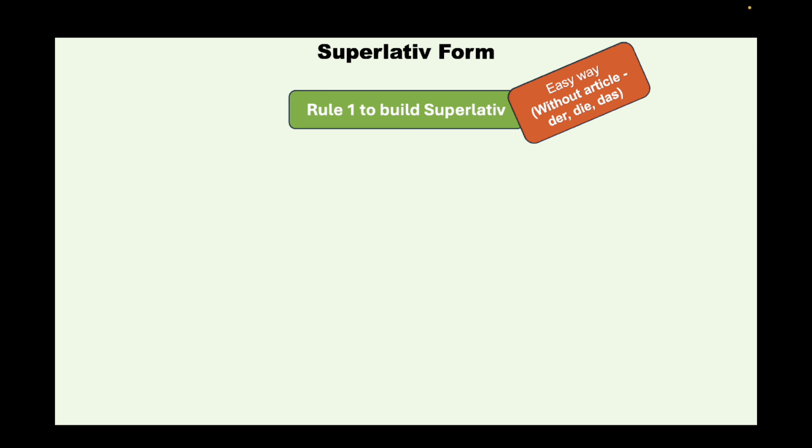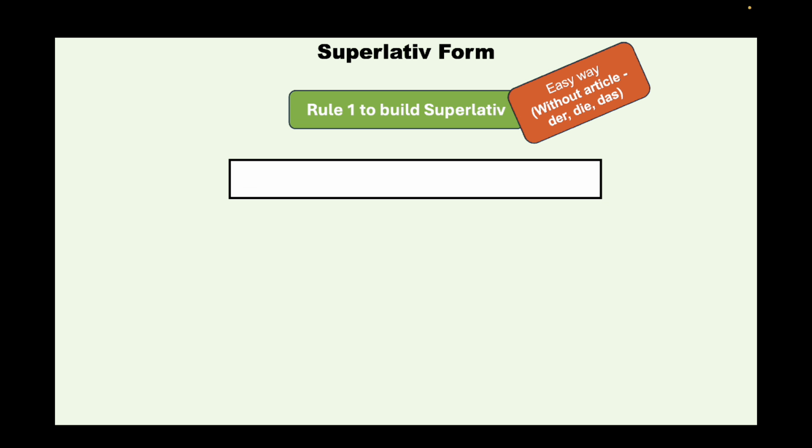So how is it formed? Well, there are two ways. Let's first look at the first rule, or the rule 1 to build superlative. I also say that this is the easy way because we don't need any article, der, die, das. And I know learning the articles is always a pain and it's difficult to remember. So let's see how we use this rule. So we build the superlative by using am. Then we have the adjective, and at the end of the adjective we add sten or esten, and with this you can build a superlative.